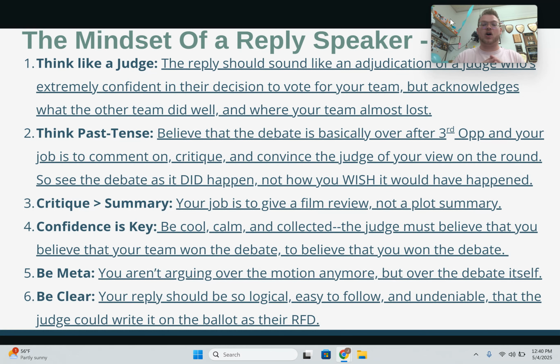Believe that the debate is already over after the third opposition speech, and your job is more to comment on, critique, and convince the judge that your view of the round is the correct way to view the round. So see the debate as it did happen, not how you wish it would have happened. You also need to focus more on critique and less on summarizing. Think of your job as a film or a food critic, not a plot summary or someone who just describes what the food tasted like.